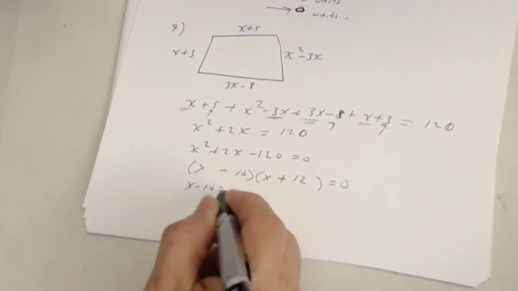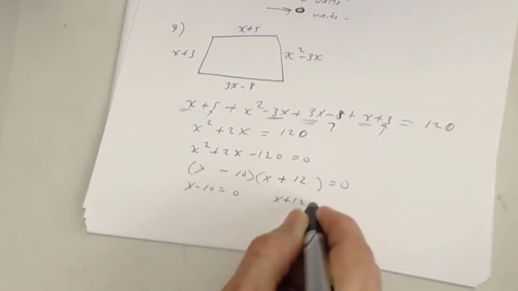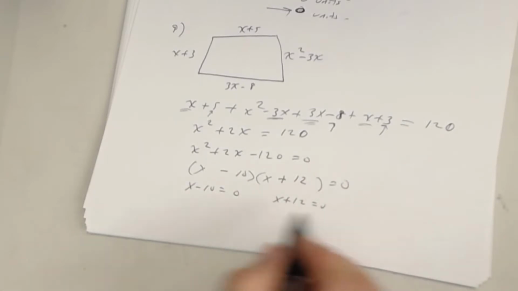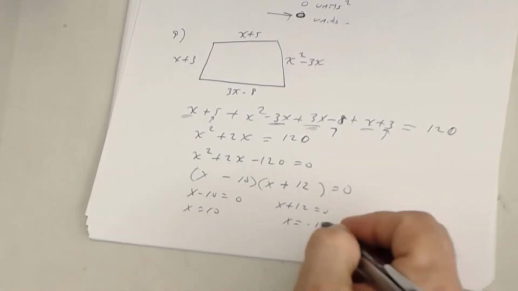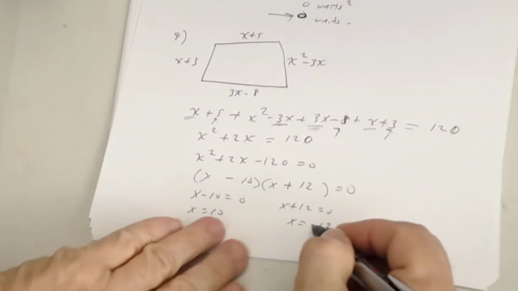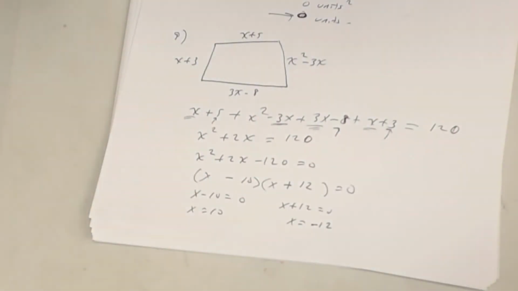So x minus 10 equals 0. x plus 12 equals 0. So using the zero factor property, x is 10 here. x is negative 12 here. Okay, so that's where we're at. All right, hold on.